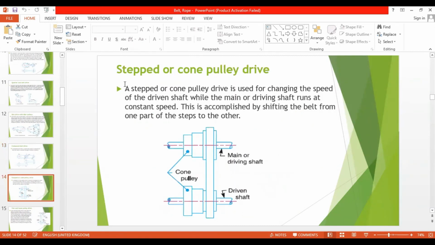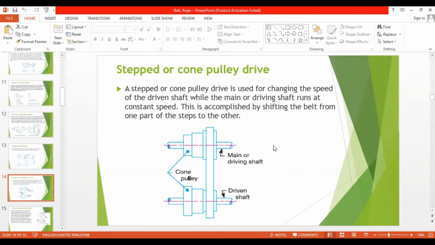Then we have the stepped or cone pulley drive. So now we are seeing different types of drives: open belt drive, closed belt drive, V belt drive, compound, and now stepped or cone pulley drive. A stepped or cone pulley drive is used for changing the speed of the driven shaft while the main or driving shaft runs at a constant speed, right?